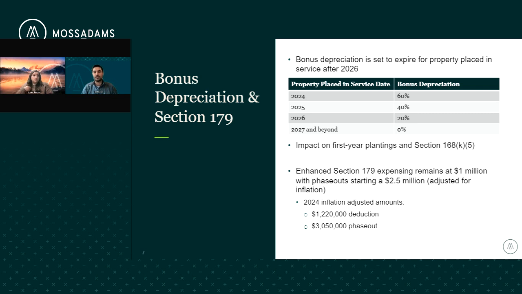The 179 deduction is permanent. It's not leaving the code. The limitation is the same. You can use up to $1 million of Section 179 expense each year. It does phase out if fixed asset additions exceed $2.5 million, and it's inflation adjusted. 179 is not going anywhere.